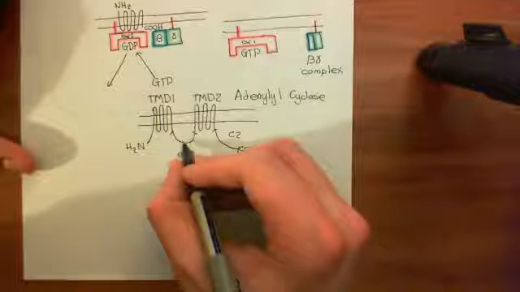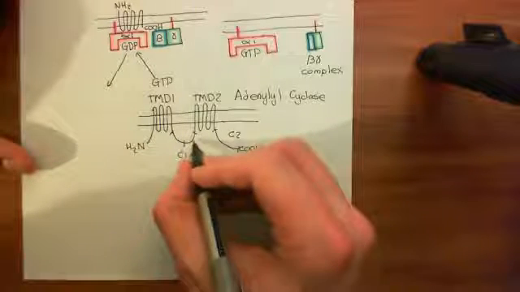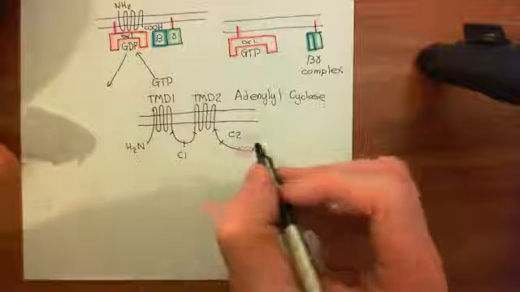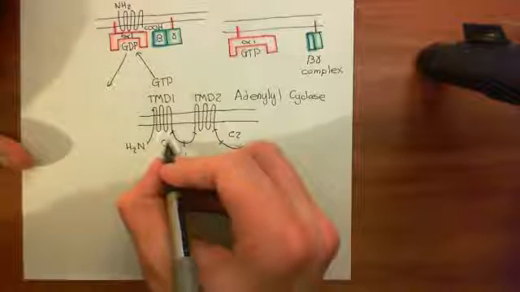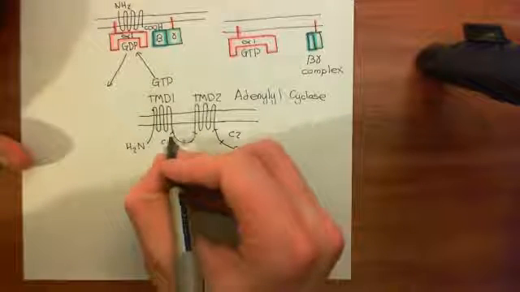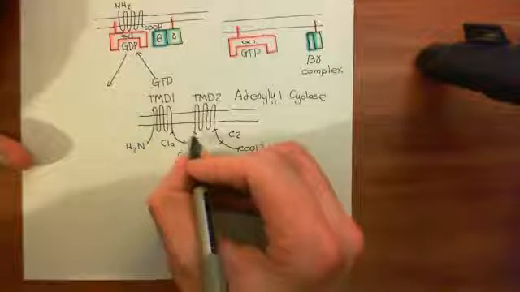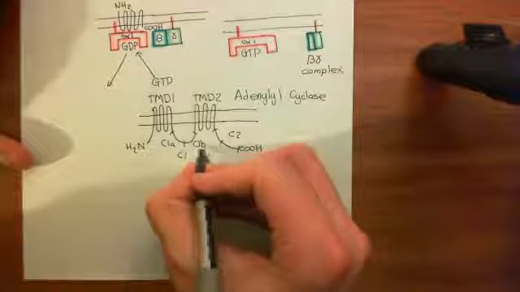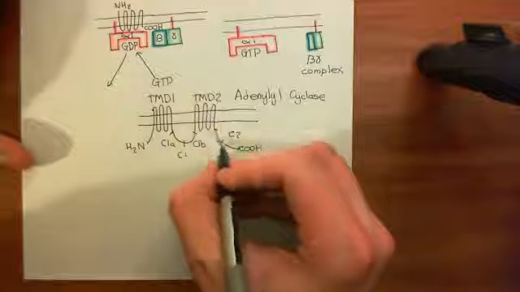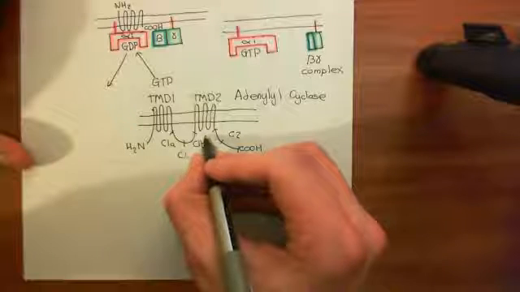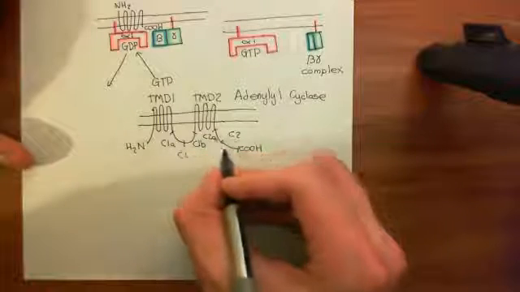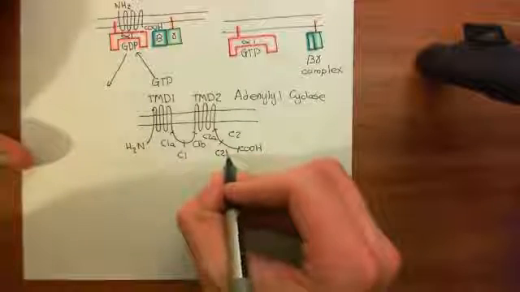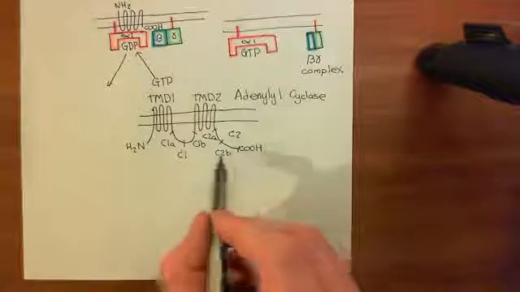Now they can be divided up further. C1 can be divided into 2 portions and C2 can be divided into 2 portions. The first portion of C1, this portion here, is called C1a, and the second portion of C1 is called C1b. Then C2 has 2 portions as well. The first portion of C2 is called C2a, and the second portion is called C2b.